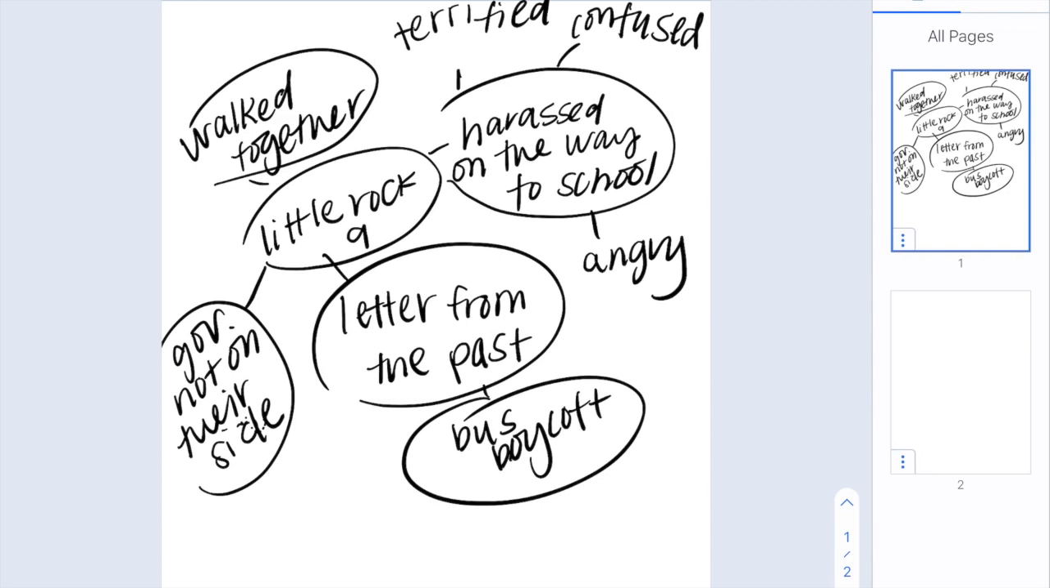The job of this mind map is to help us generate ideas so we can come to our writing in a stronger place.